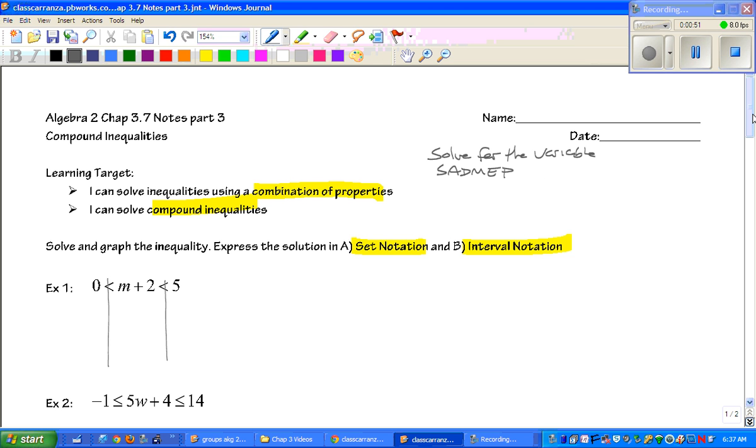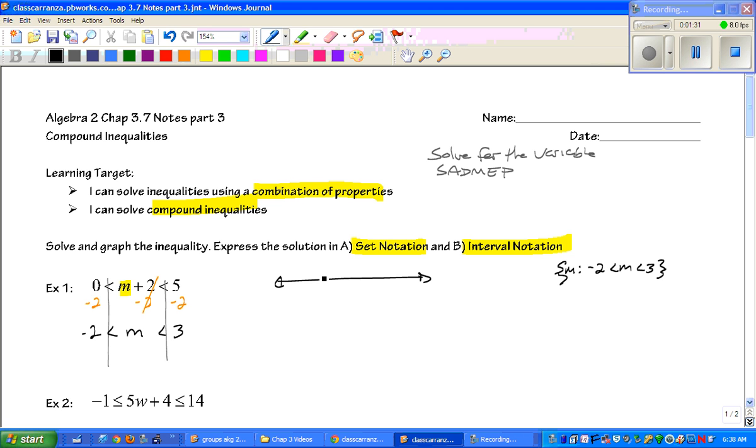Okay, so let's go ahead and get started. We are solving for m in the middle. We have a positive 2, so to get rid of that we do the inverse operation, which is subtract. And we get negative 2 is less than m, which is less than 3. Okay, so my set notation is: we're solving for m such that negative 2 is less than m, which is less than 3.